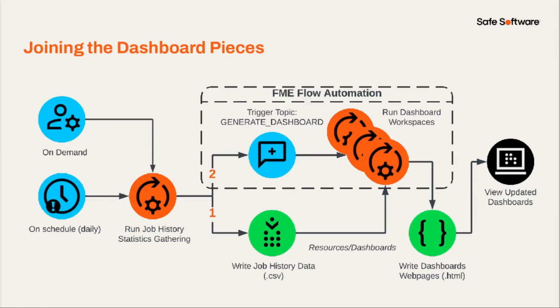And you can use that topic, like Sienna showed earlier, to create your own automation and run any dashboard workspaces you may have, including the ones that come with Flow or custom ones you've built. And those dashboard workspaces need to write out to HTML in a resources dashboards location on FME Flow. And by doing that, you'll be able to go to the jobs dashboard section of the FME Flow web UI and view any dashboards that have run and written out HTML.